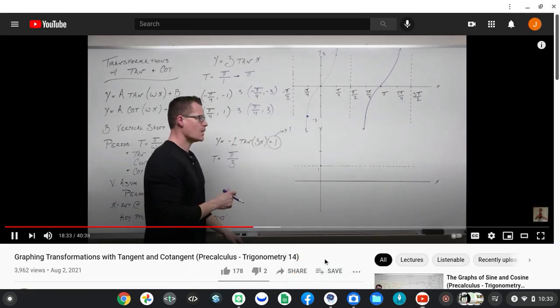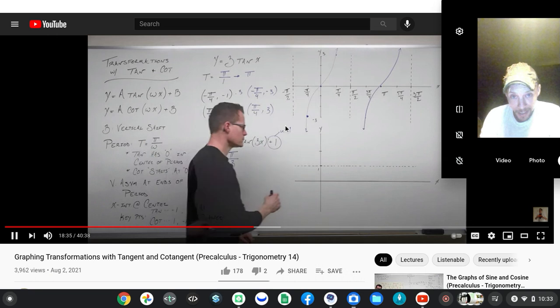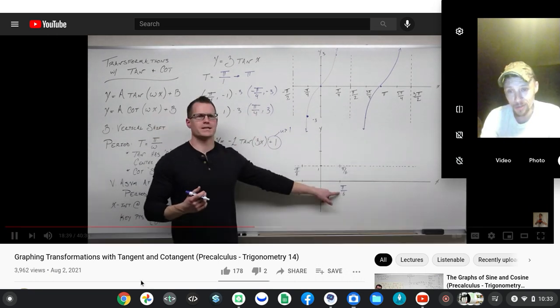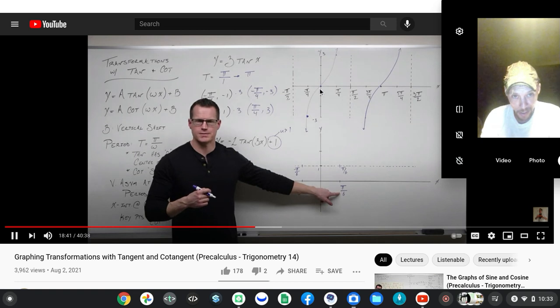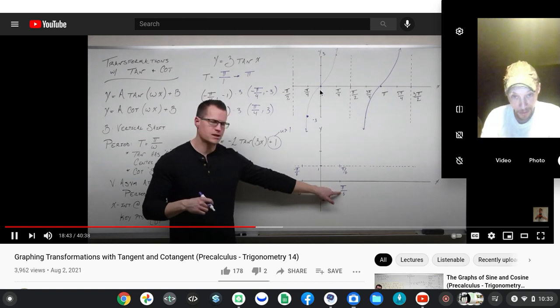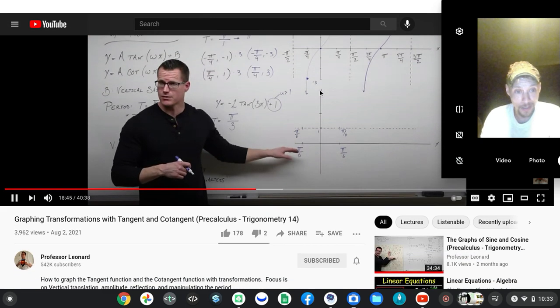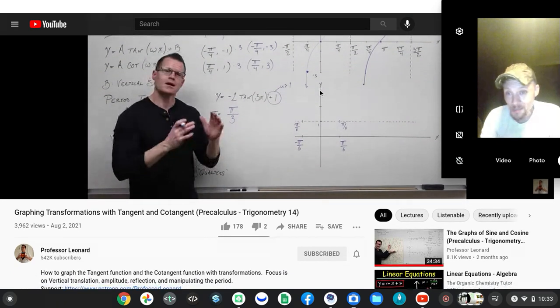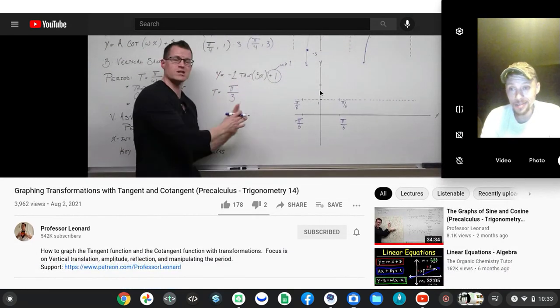Let's put that in two places. You can always find the distance between two numbers by subtracting them. So for pi over 6 minus negative pi over 6, mathematically that's adding, so that's 2 pi over 6 or pi over 3. This has a period of pi over 3, just like we want.